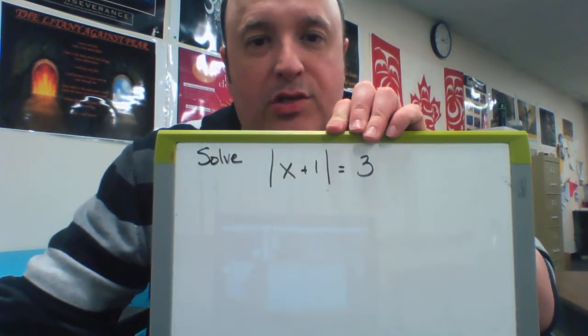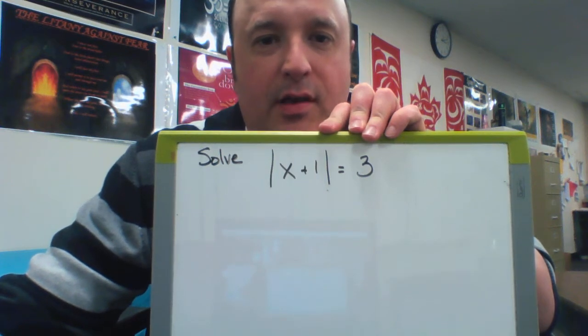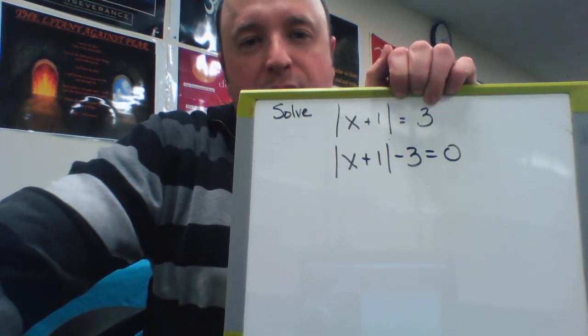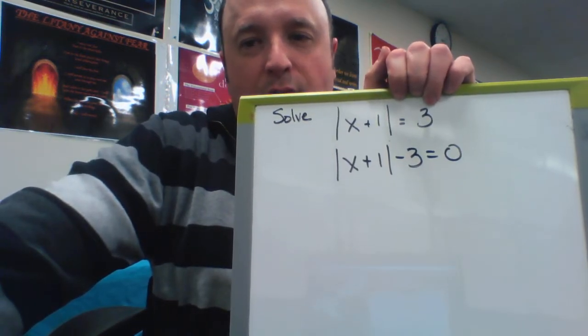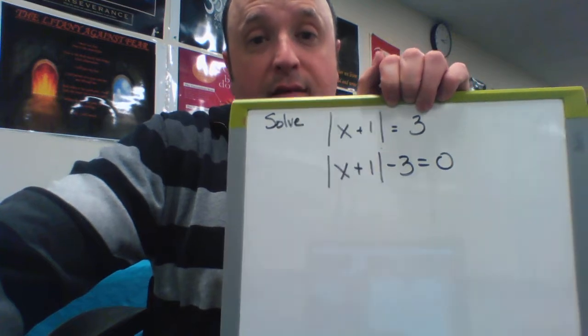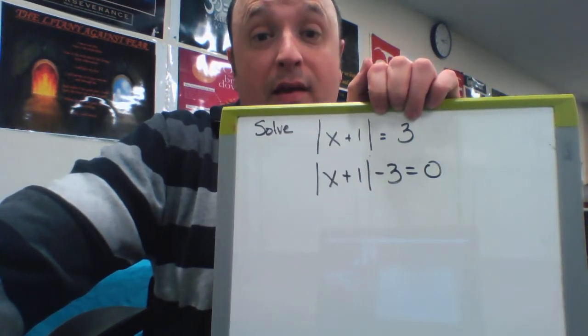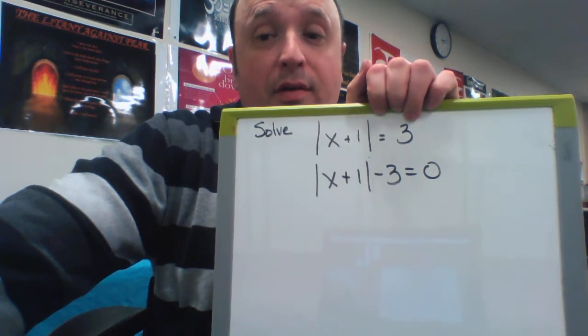All right, so same question. Let's do a little couple of tricks. I'm going to move the 3 to the other side. So I'm going to subtract 3 from both sides. No problem, just as usual. Now I can still split this apart, graph it, and I'll still get the same answers for my x values, because that's all we really care about.